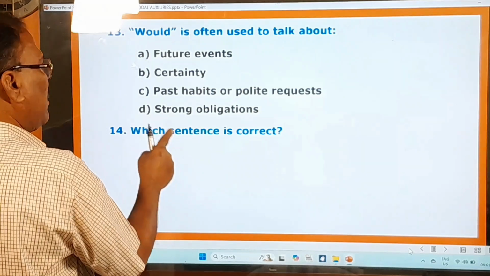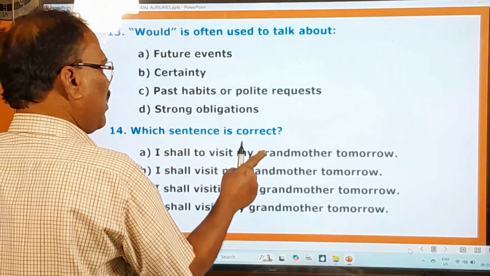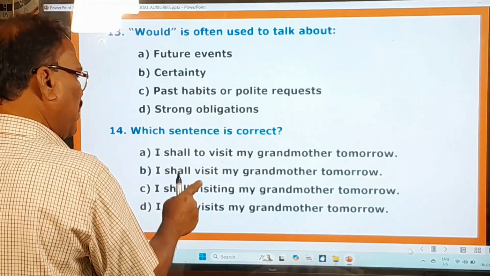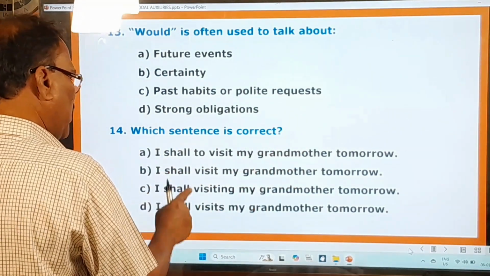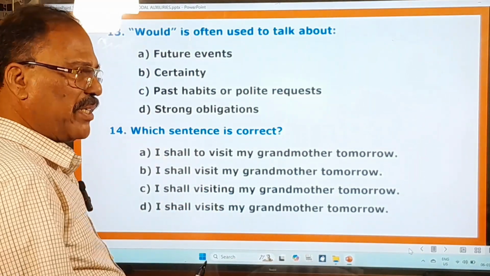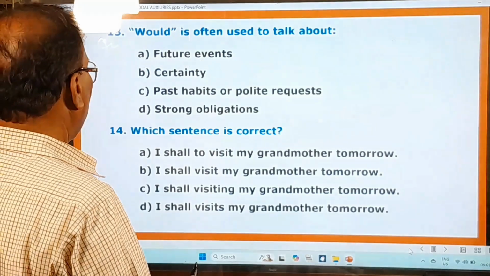14th question. Which sentence is correct? I shall to visit my grandmother tomorrow. I shall visit my grandmother tomorrow. I shall visiting my grandmother tomorrow. I shall visits my grandmother tomorrow. Which sentence is the right one grammatically? You know that very well. You can choose that option. Now you move on to other questions.